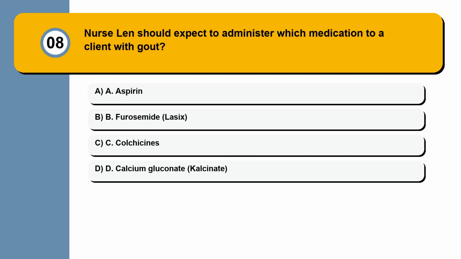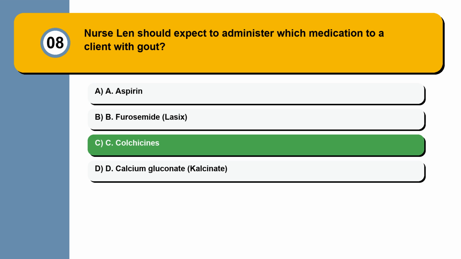Question 8. Nurse Len should expect to administer which medication to a client with gout? A. Aspirin. B. Furosemide, Lasix. C. Colchicine. D. Calcium gluconate, Calcinate.